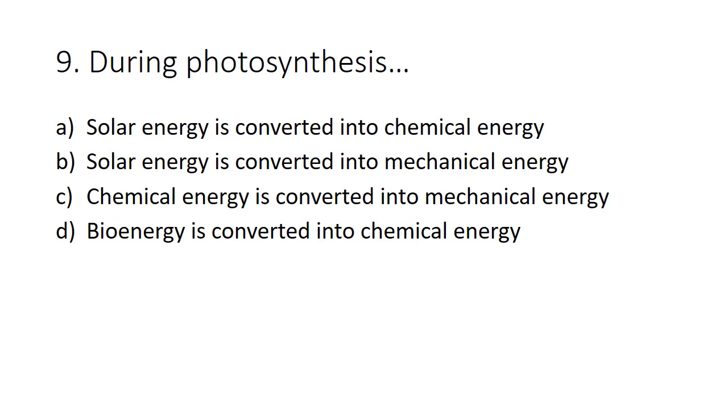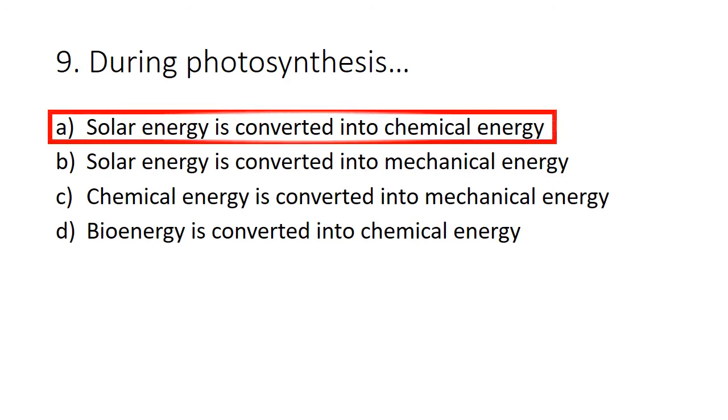During photosynthesis, A. Solar energy is converted into chemical energy, B. Solar energy is converted into mechanical energy, C. Chemical energy is converted into mechanical energy, or D. Bioenergy is converted into chemical energy. So the correct answer is option A. Solar energy is converted into chemical energy. This chemical energy forms in the photosynthesis process. Let's move on to the 10th question.